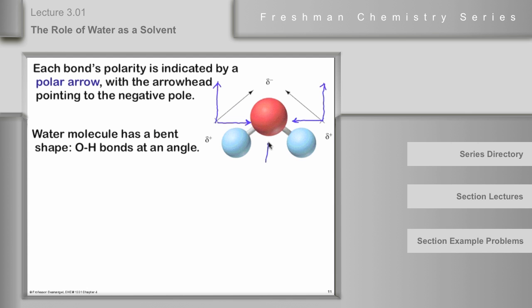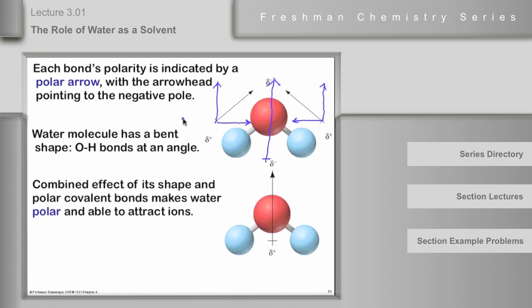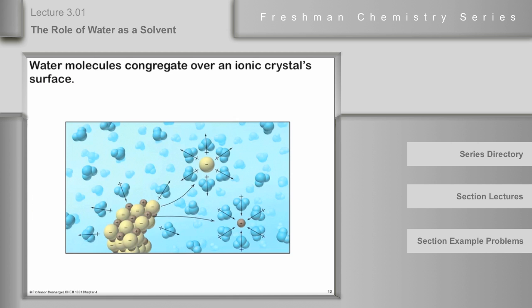And so we're going to end up with a net vector up through the center of the molecule going from the hydrogen end through the oxygen and directly up. So that big arrow is why the water molecule as a whole is polar. So the combined effect of the polar bonds and the shape of the molecule makes water quite polar and allows it to attract ions strongly, both positive ions and negative ions.